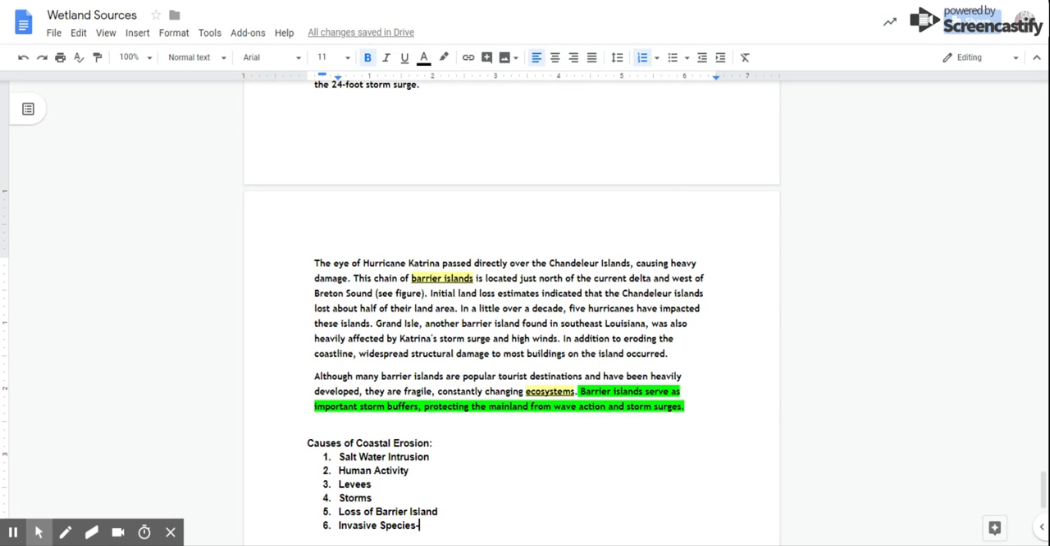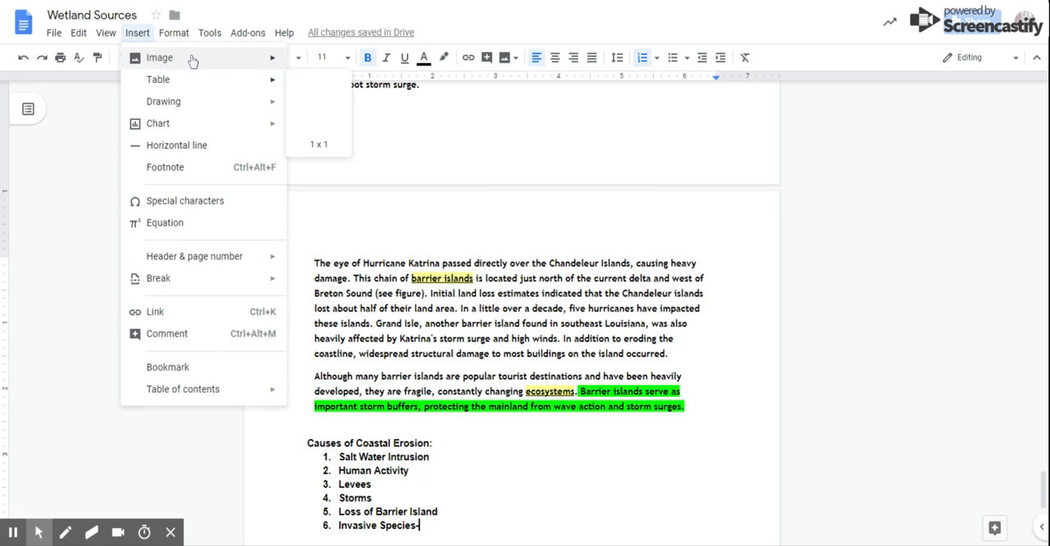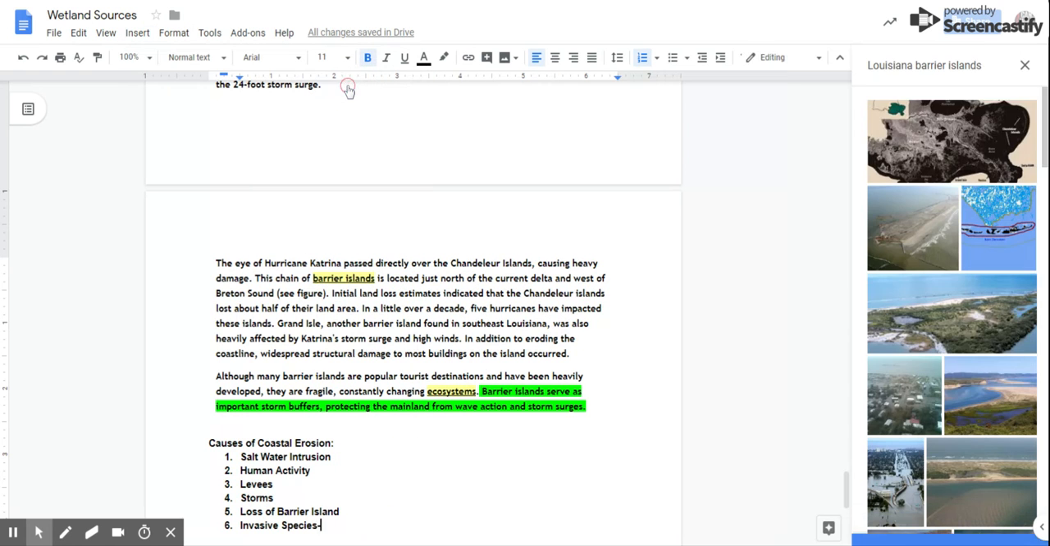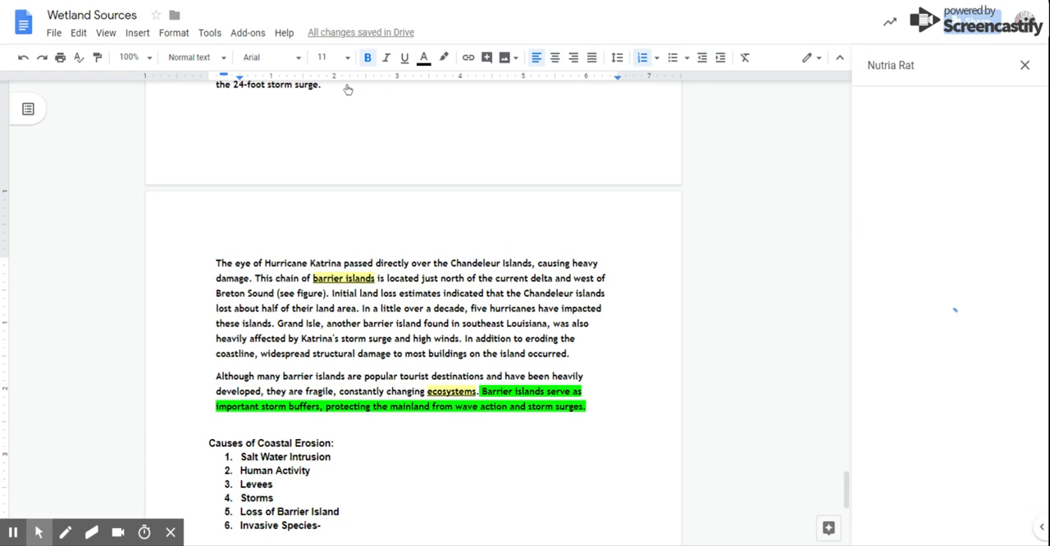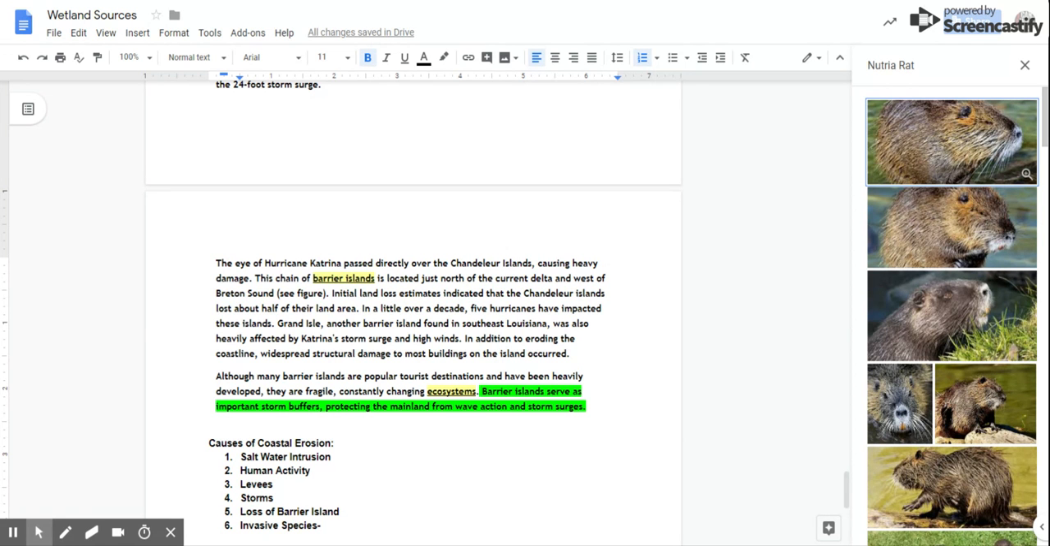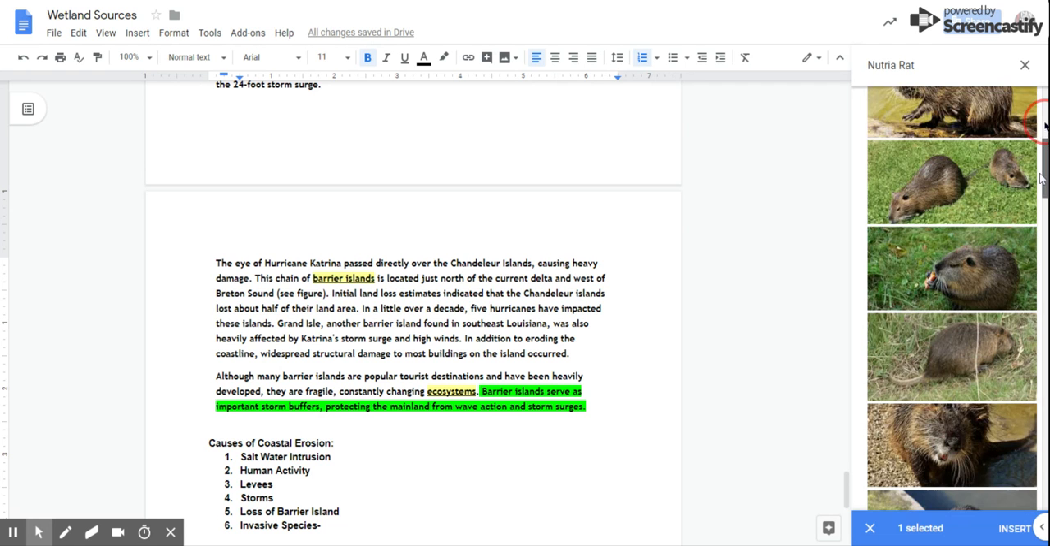This species is really eating up a lot of the roots of some of the plant life that we need to hold the soil in place. Let me get a picture of that bad boy. Stay with me. It is called a Nutria Rat, right? I'm going to insert a picture of him. Here we go, right here. Let me get a good picture. You probably can see it from there.